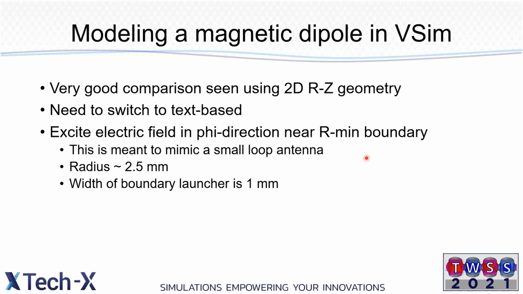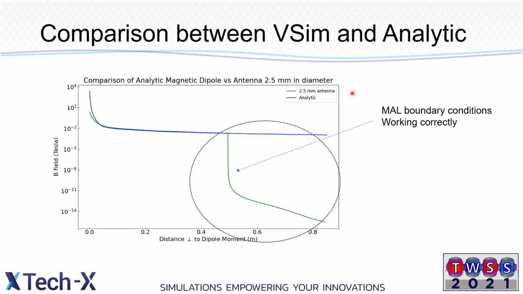And in order to get a really good comparison, I had to switch to a 2D geometry in the RZ coordinate system. That is now a loop antenna, and I am modeling a real loop antenna now, a real circle. And so here are the results. The blue curve is the analytic. The greenish curve is the VSim result.